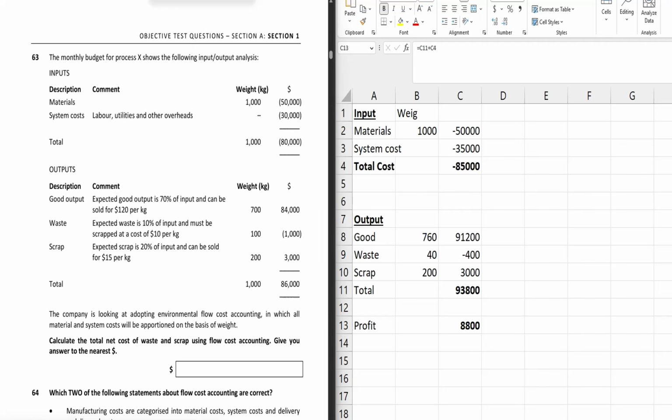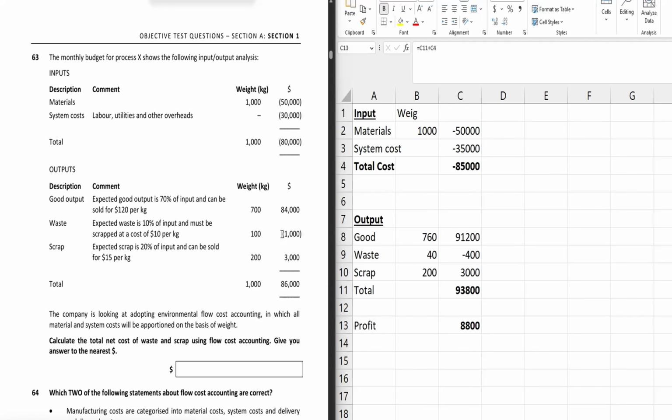So I'm repeating one more time. We are calculating the cost per kg according to the input. If our 1000 kg of material costs 80,000, how much will it cost for 1 kg? 80. Now our total kg of scrap is 300, 200 plus 100. And if you value according to the input method, then it will be our 80 into 300. That means 24,000 of the cost will be allocated to the scrap.